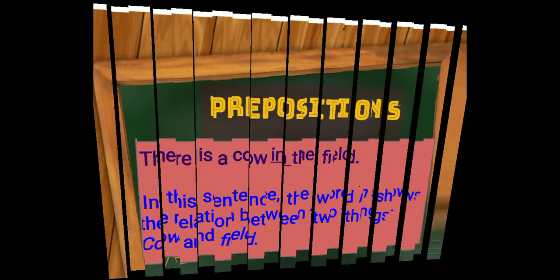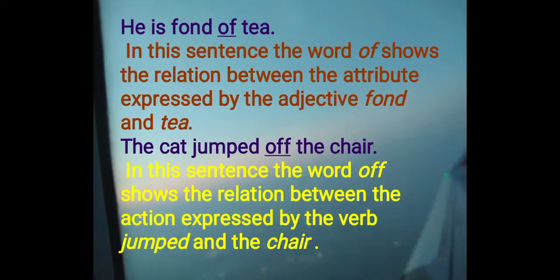Next sentence. He is fond of tea. Again in this sentence, the word of, which is a preposition, shows the relation between the attribute expressed by the adjective fond and tea. That means this word of is showing the relation between an adjective and a noun, adjective fond and noun tea.